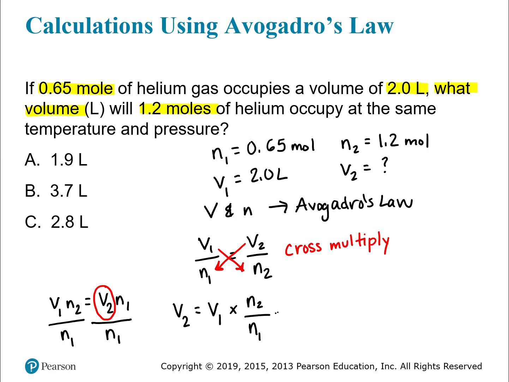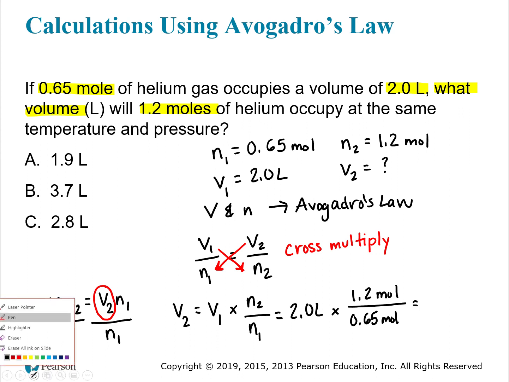Now that we have our equation, we can plug everything in. I also want to caution you here again, make sure that the volume is in the same units, liters and liters, or milliliters and milliliters. Whatever it is, it needs to be the same. V1 is 2 liters. N2 is 1.2 moles. N1, 0.65 mole. The moles cancel. We're left with liters.